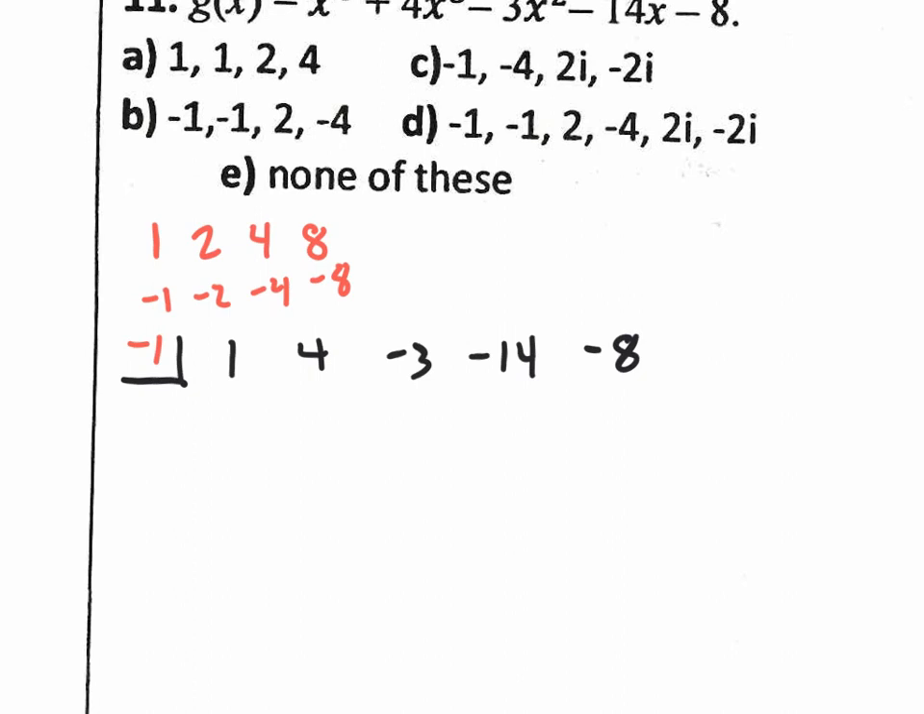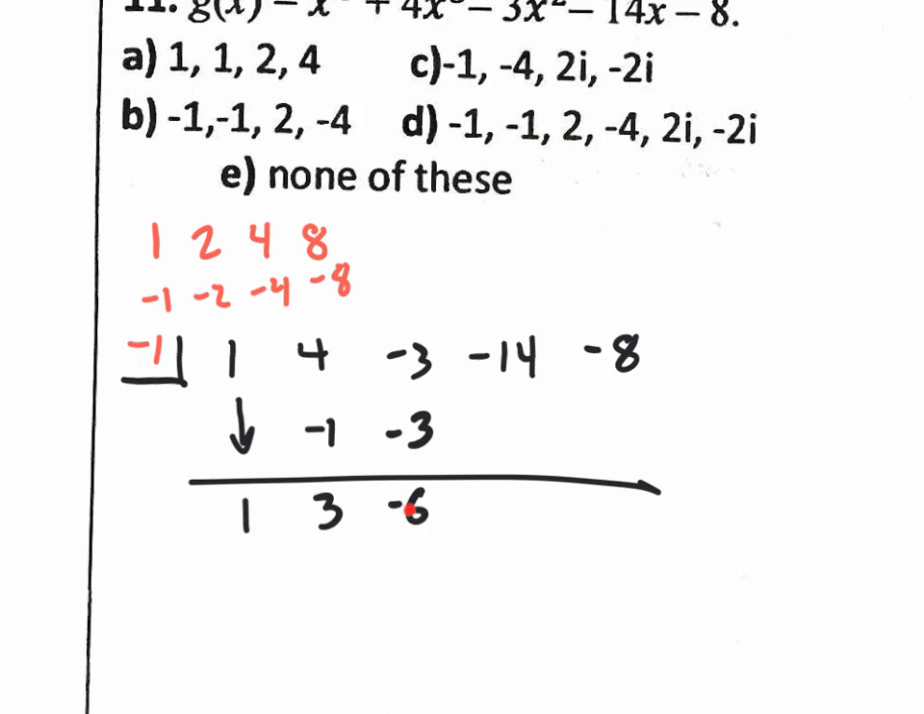And let's start doing this. 1 comes down. 1 plus 0 is 1. Negative 1 times 1 is negative 1. 4 and negative 1 is 3. Negative 1 times 3 is negative 3. Negative 3 and negative 3, negative 6. Negative 1 times negative 6, positive 6. Negative 14 and positive 6, negative 8. And negative 1 times negative 8, positive 8, which means the remainder is 0. So we guessed right, this does work.